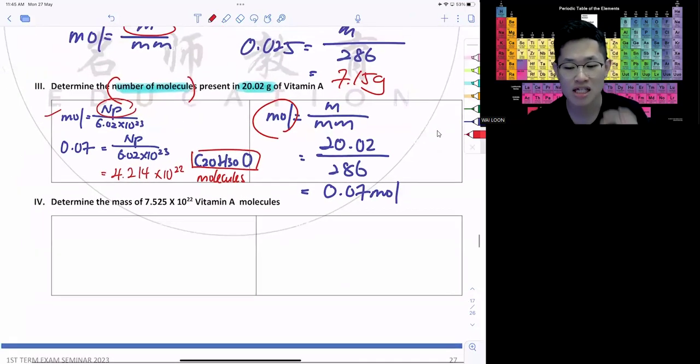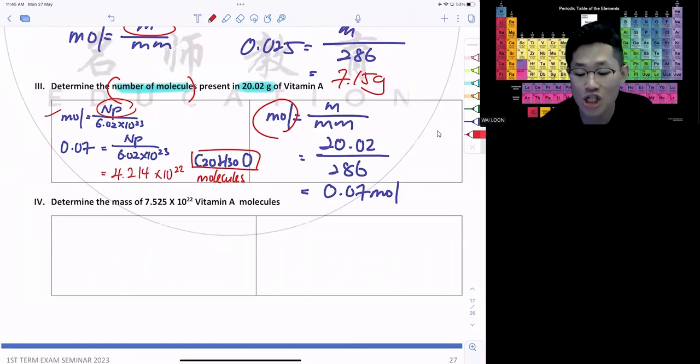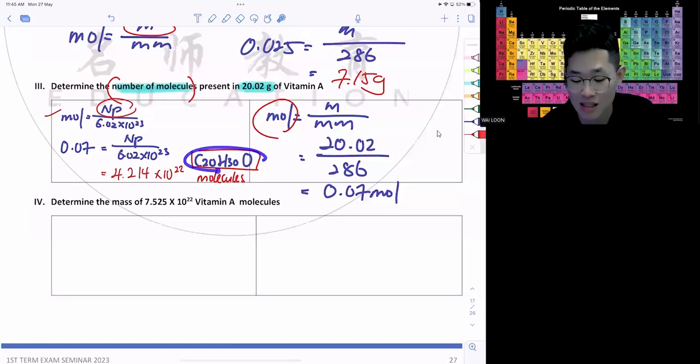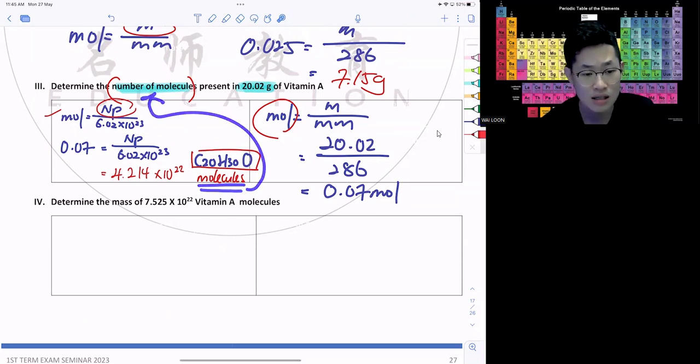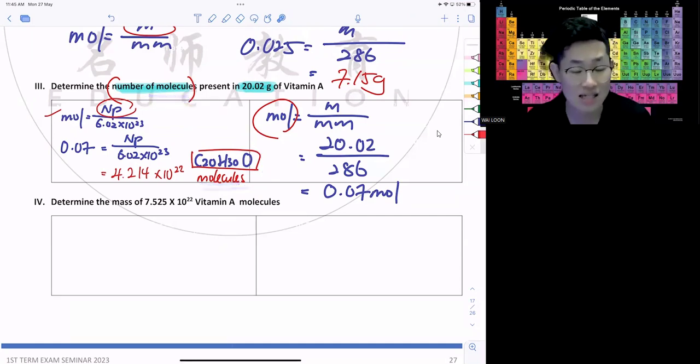That means we decide the unit based on the formula itself, the chemical substance. If it's molecule, then only we write molecule. After you write molecule, you check with the question and see, same or not, is that what they want? Oh yes, that's what they want. Then that's the answer.